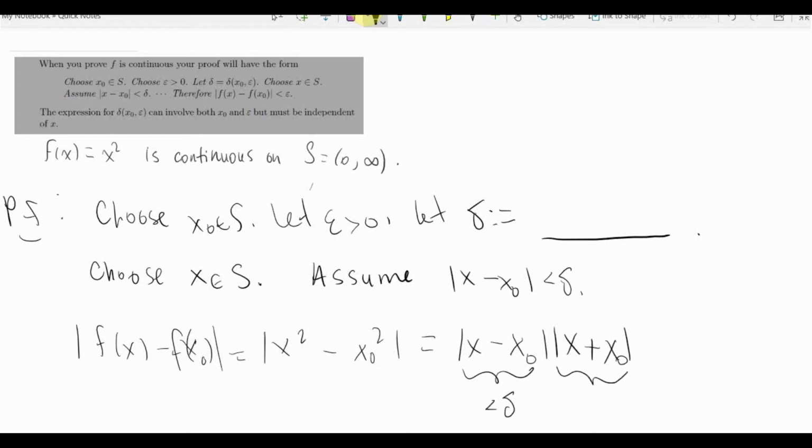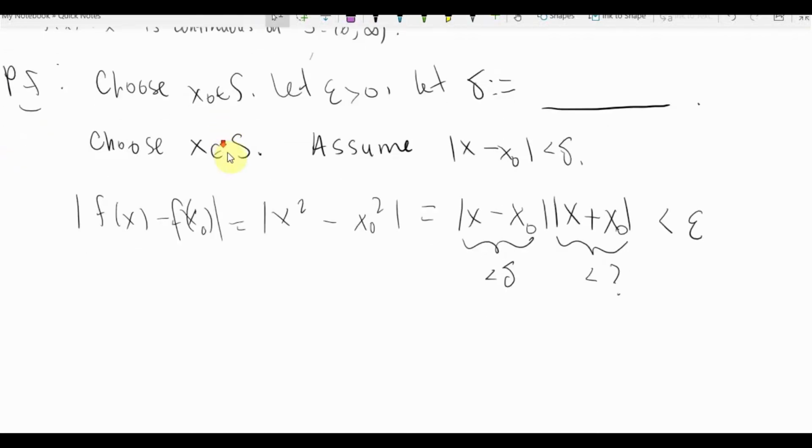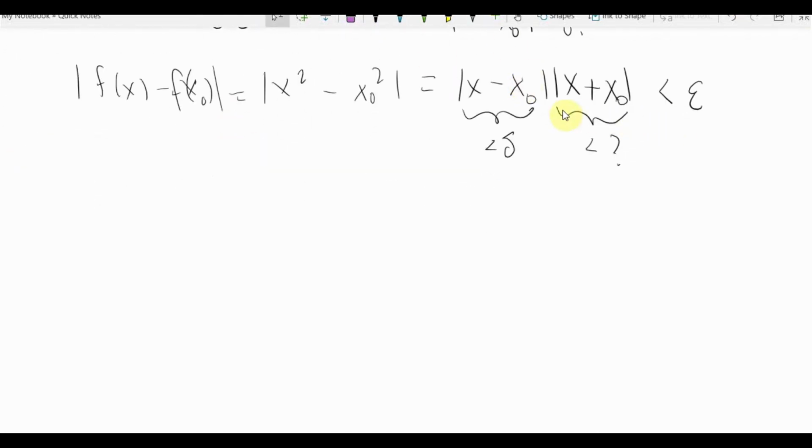The only problem is now we don't exactly have a bound here. Remember that we want this entire product to be at most epsilon. And so what we need to do in order to bound the product is that we need to bound each of these factors in turn. So the problem here just simply boils down to getting a bound on this second factor, x plus x naught.